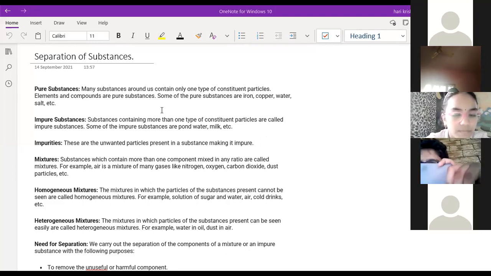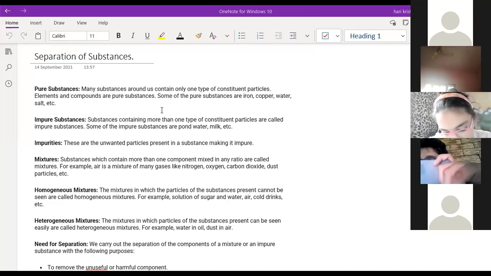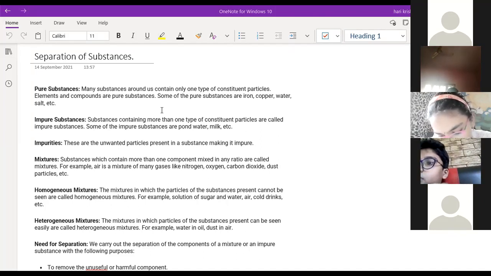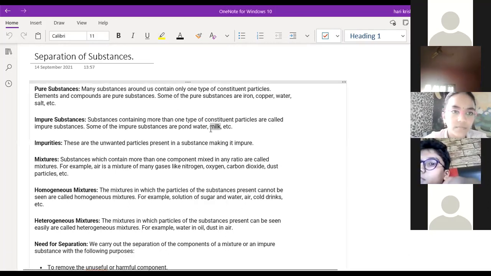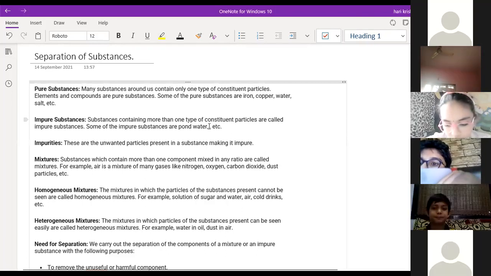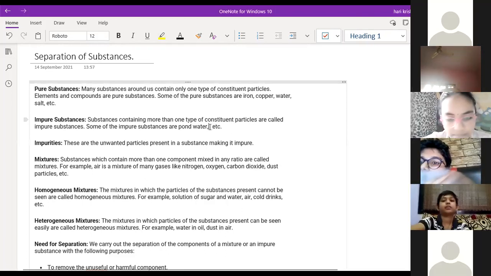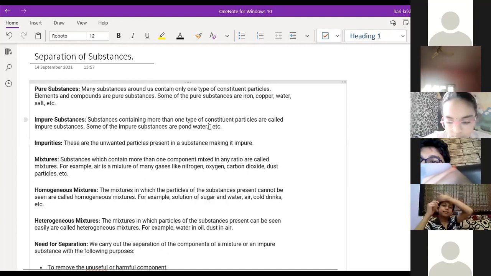If you take the impure substance, for example pond water, there are so many types of particles inside the pond water, right? So that is impure water. Okay, don't take milk as an impure substance, because we don't consider it exactly. That's a mistake. You can give one more example.